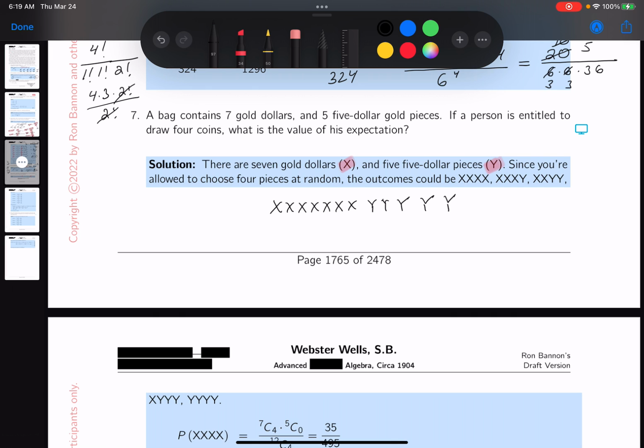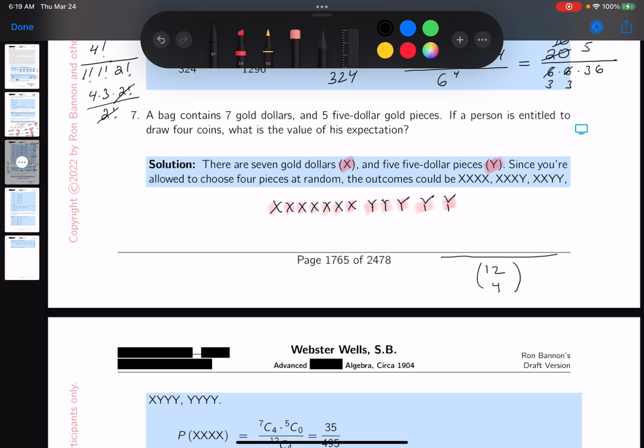If a person is entitled to draw 4 coins, so let's just count them up. So there's going to be 1, 2, 3, 4, 5, 6, 7, 8, 9, 10, 11, 12. There's 12 coins. And what are they allowed to do? They're allowed to grab 4. Then the problem comes is there's ways to grab those coins, right?